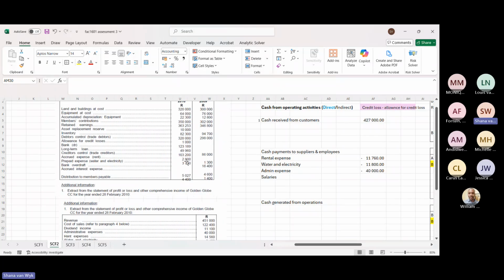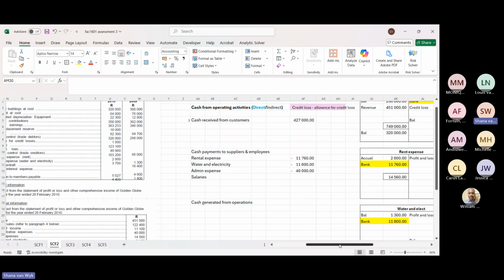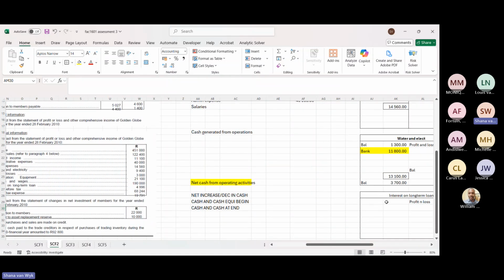Okay, so we have two amounts here. So now it's going to be the same. What is it? 4,600. I'm going to debit it now. 4,600. Balance.